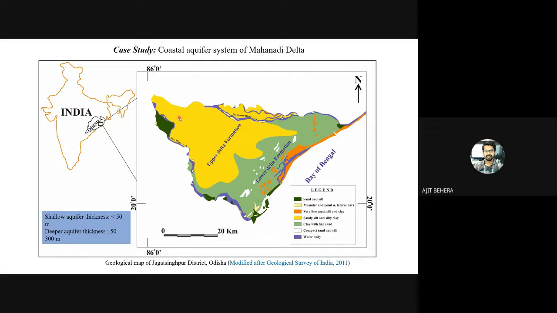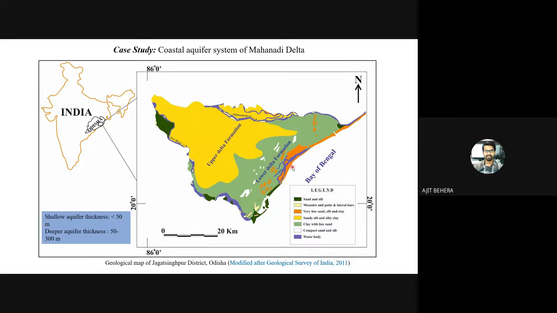This Mahanadi Delta is again classified into two different formations, the upper delta formation and the lower delta formation. The lower delta formation basically has clay with fine sand, and the upper delta formation has sandy silt and silty clay. These are two different formations based on their litho units. This deltaic formation is bounded by the Mahanadi River, the Devi River, and also the Bay of Bengal.